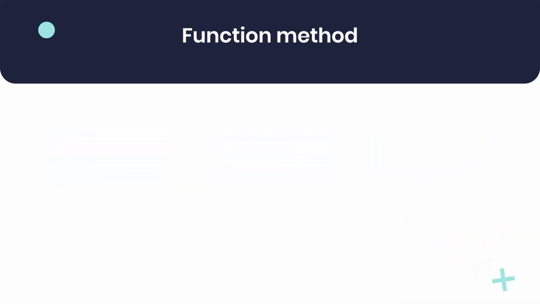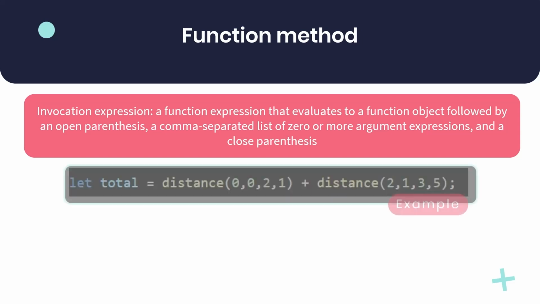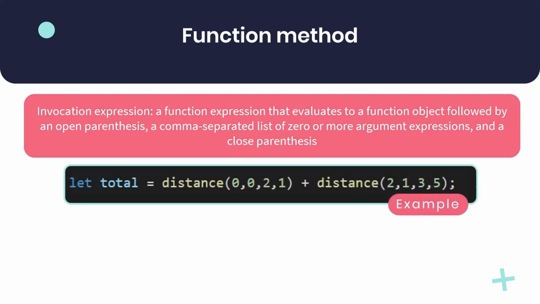Functions are invoked as functions or as methods within an invocation expression. An invocation expression consists of a function expression that evaluates to a function object, followed by an open parenthesis, a comma-separated list of 0 or more argument expressions, and a close parenthesis. Now here's an example of a function invocation. And another example.